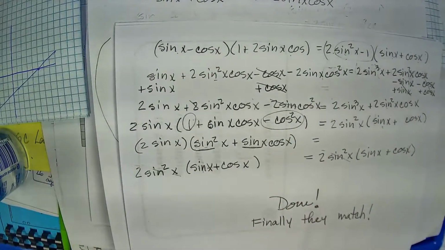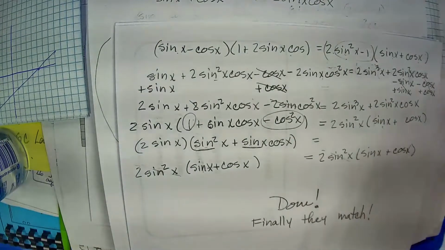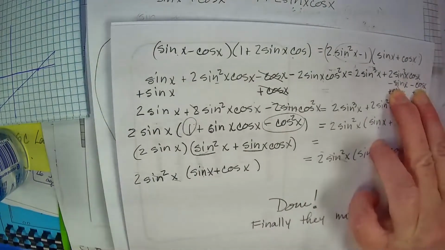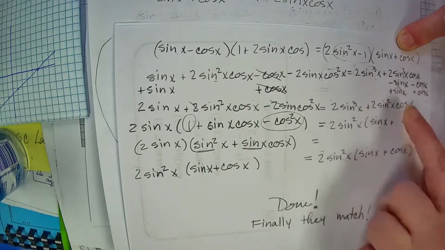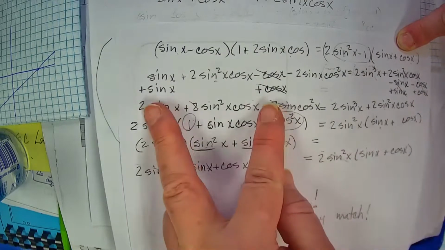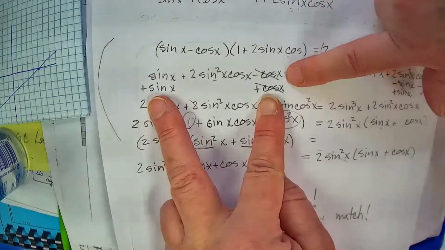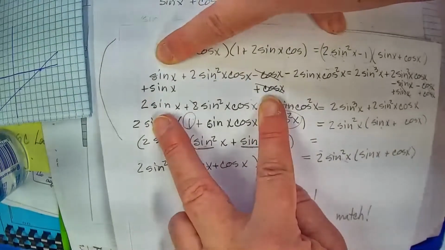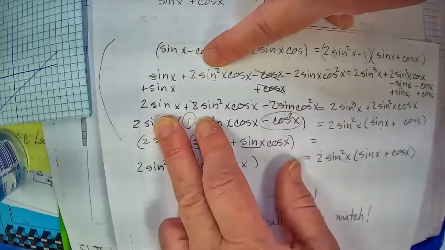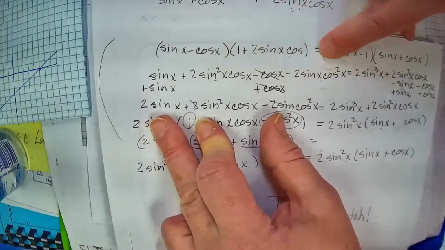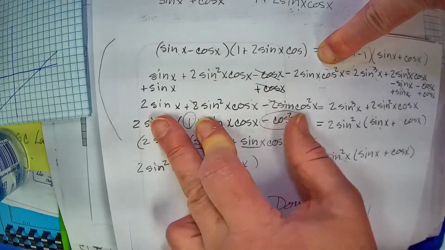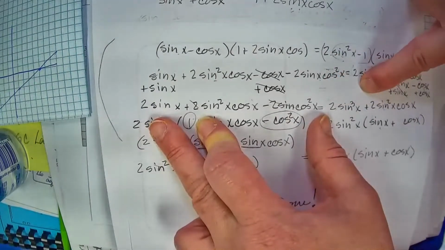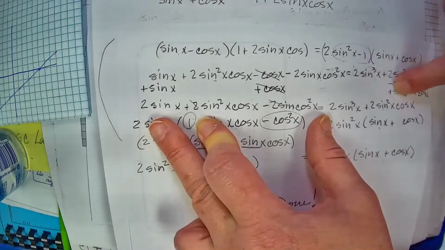So what I did was I kind of cleaned up the trailers. And by trailers, I mean the minus sine x and the minus cosine x that we got when we double distributed or FOILed these together. So I added sine x and I added cosine x to both sides. It made the cosine x go away, but we ended up with 2 sine x. And then I brought down 2 sine squared x cosine x minus 2 sine x cosine squared x equals 2 sine cubed x plus 2 sine squared x cosine x.